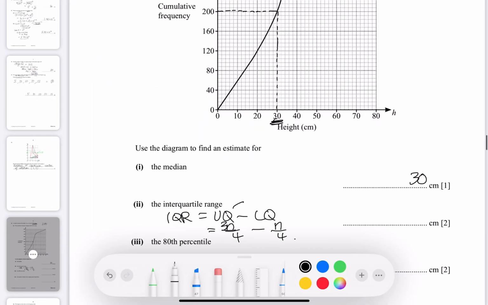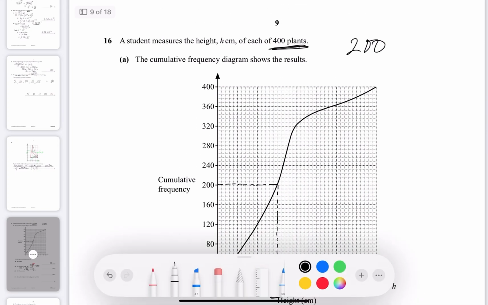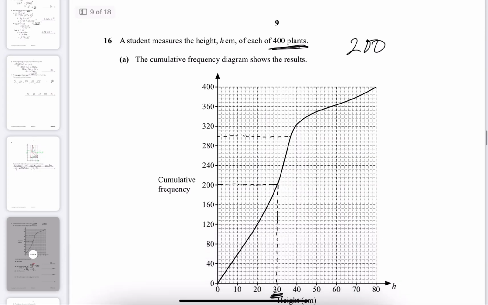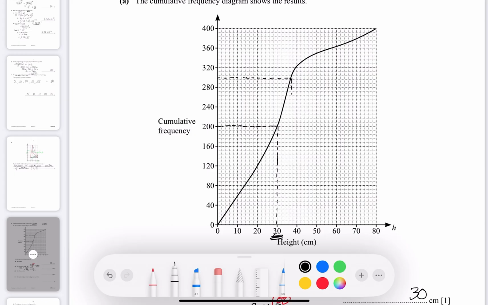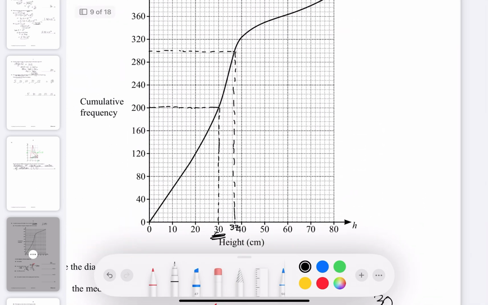So the position of the upper quartile would be 3 by 400 over 4. And we just simplify this. This gives us 300. So what we do to find the upper quartile of this data set, we draw a line from 300 across. So you can see that it meets there. And then here, this is 37 centimeters. So the upper quartile is 37 centimeters.